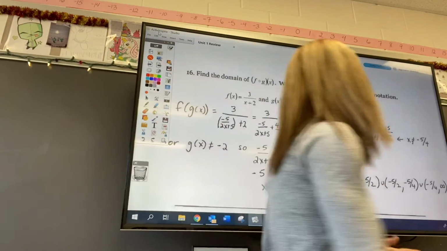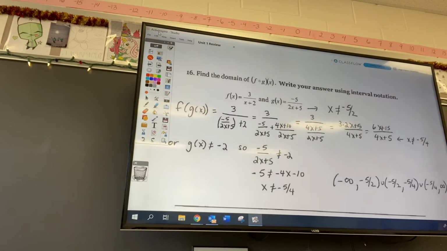Now the composition, we take a look at that, and we say, all right, where can we not plot this? Where is the point that is not in our domain? So if I take this denominator and I set it equal to 0, if I plug in negative 5/4 there, I'm going to get an undefined value. I'm going to get a 0 in our denominator. So not only do we have to pull negative 5 halves out of our domain, we also have to pull out negative 5/4.